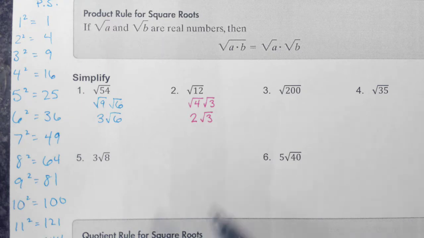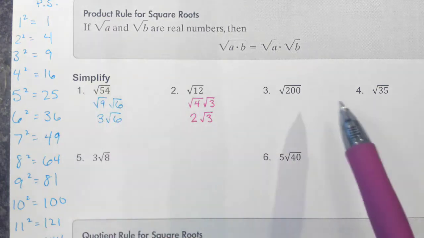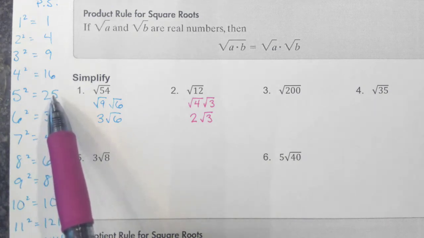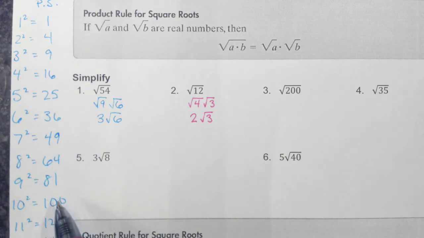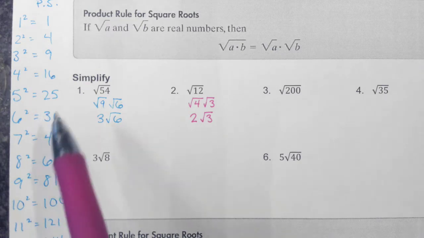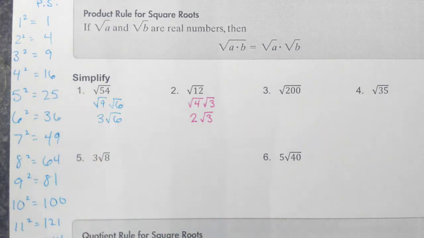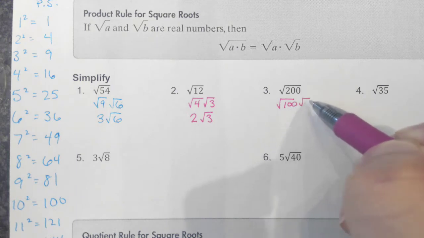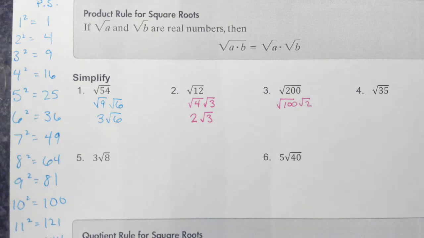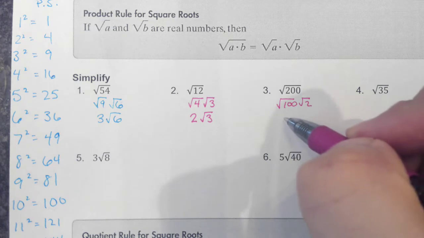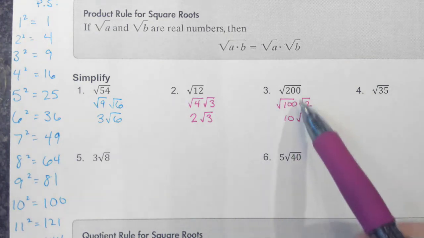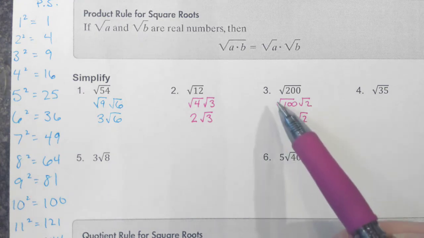Number 3. Now there's multiple ways to do this one. 25 divides 200. 100 also divides 200. So it's best to do the biggest one. Otherwise, if you did 25, you just have to do it a couple of times. So I would say that the square root of 200 is the square root of 100 times the square root of 2. And the square root of 100 is 10, so it's 10 square roots of 2. Remember, once you apply the radical, that number is no longer under the square root symbol.